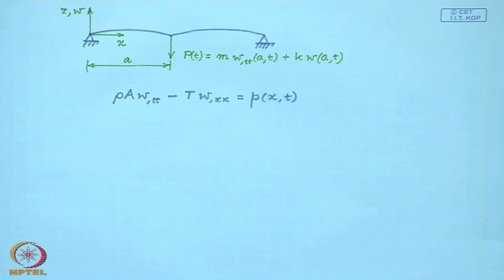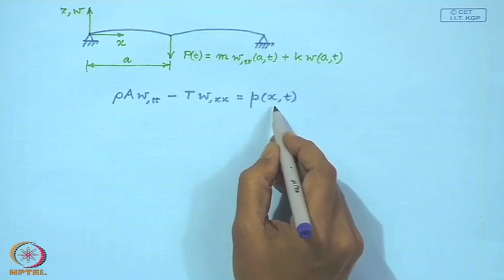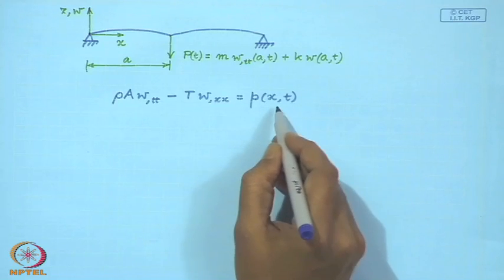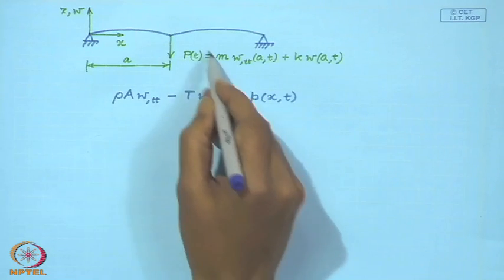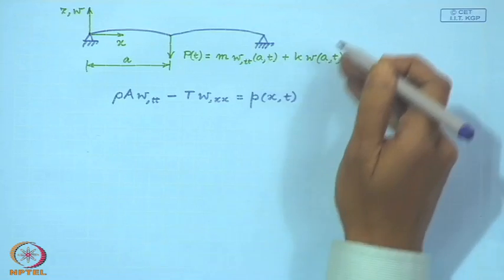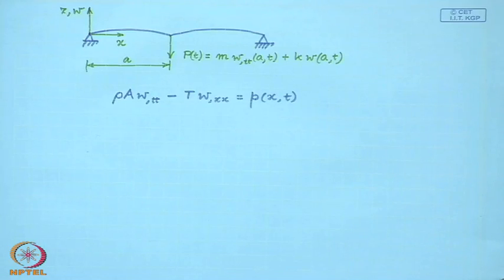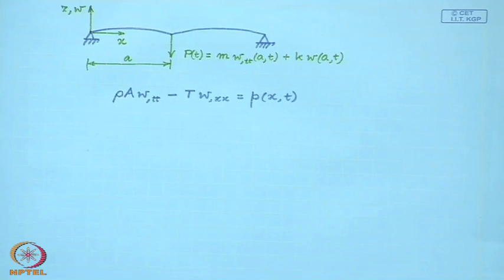So, this was our equation of motion, where this small p(x,t) is the force distribution, or the force per unit length. Now, here what we have shown is a concentrated force acting at x equals a. So, somehow we have to now represent this concentrated force as a distribution. So, how do we represent a concentrated force as a distribution?